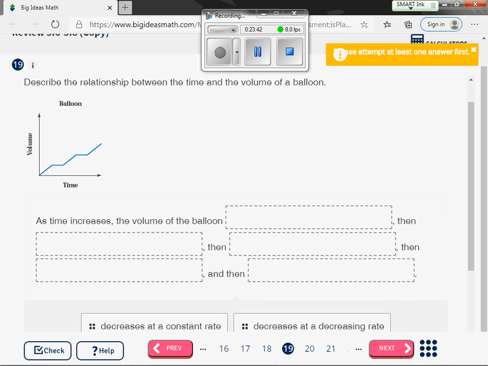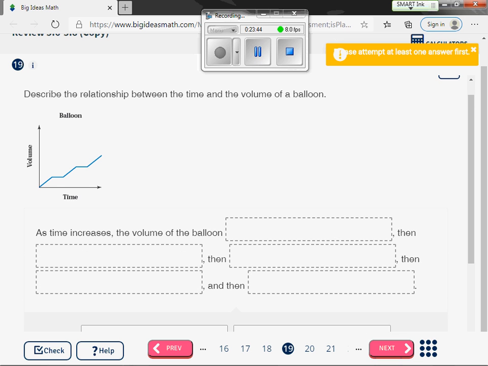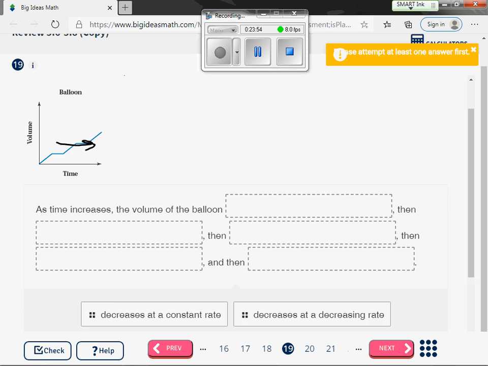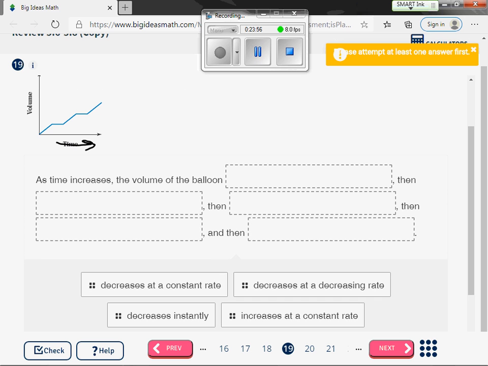Okay. Now this one here is describing the relationship between time and volume of the balloon. So as time increases, so as we're going this way, what happened first? What happened to the graph first? It increased, yes? So the first thing it did is it increased at a constant rate. And then what happened?